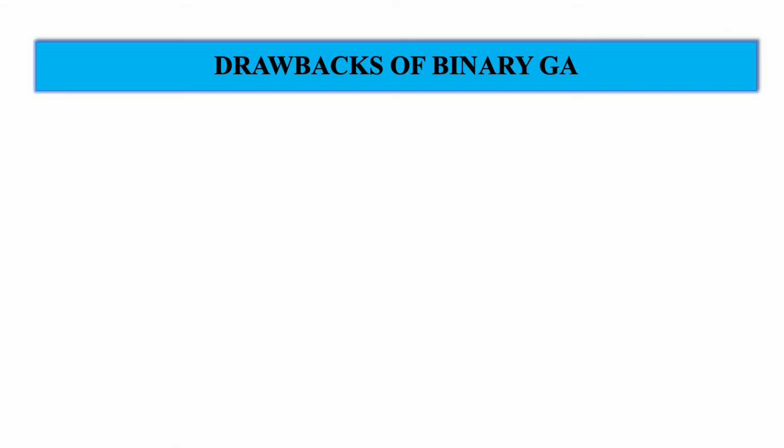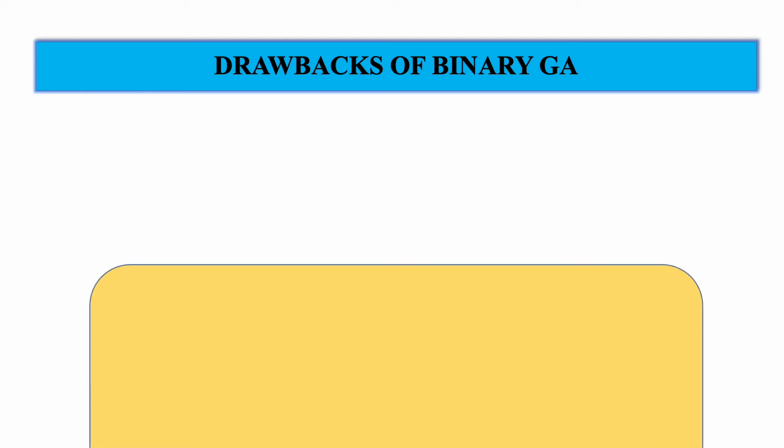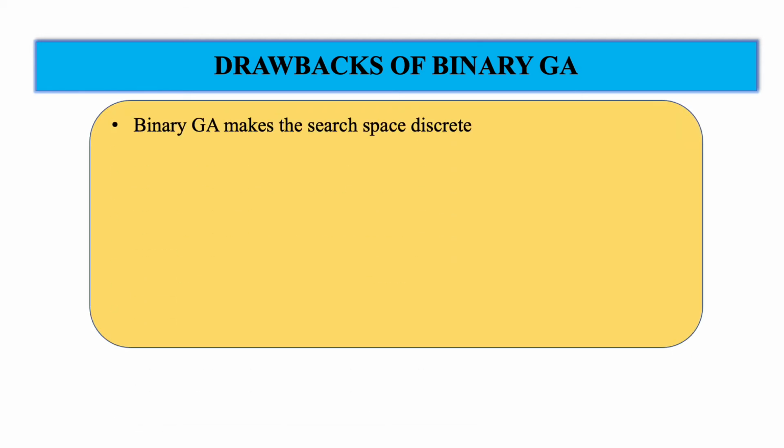Now we are going to discuss the drawbacks of binary coded GA. Binary coded GA basically makes the search space discrete. Let us say we have two variables x1 and x2, both having values between 0 and 5. This is a continuous search space, but binary coded GA converts it into discrete because it works with binary strings. That's how we have a limited set of solutions in binary GA.